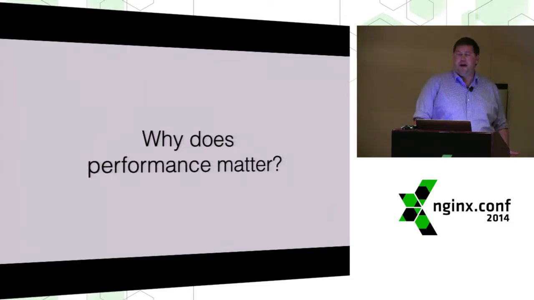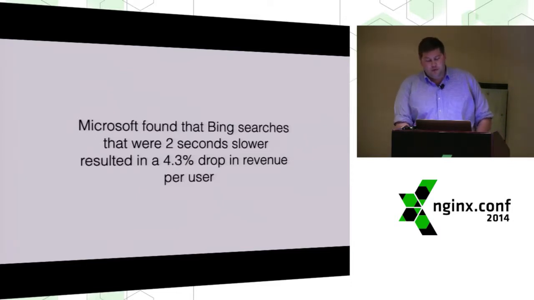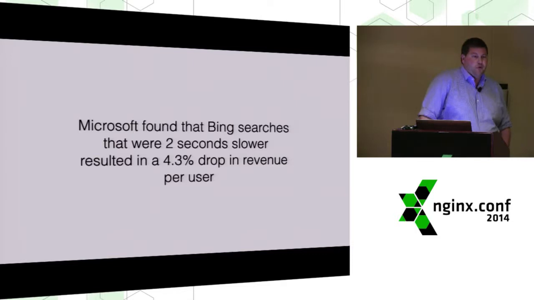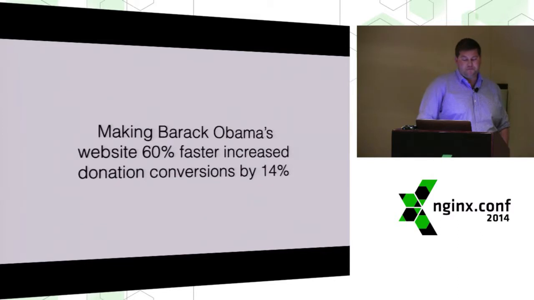But why does performance matter? That's really the question. Microsoft found that Bing searches that were 2 seconds slower resulted in a 4.3% drop in revenue per user. When Mozilla shaved 2.2 seconds off their landing page experience, Firefox downloads increased 15.4%. So you got 30 million more downloads just because the page was slightly faster. But making Barack Obama's website 60% faster increased donation conversions by 14%. So he raised millions more dollars just because it was a little bit faster to donate on the site itself.